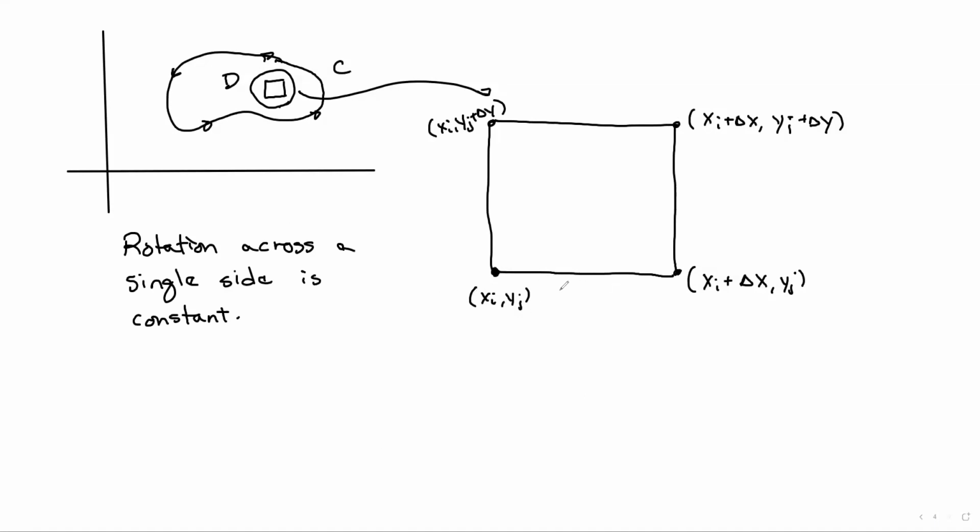All right. So what we want to do is find the rotation around the exterior here. To do that, we're going to look at one piece at a time. We'll start with this piece. All right. So we want to know the rotation. How much rotation of the vector field points from here to here. That's what we want to know.